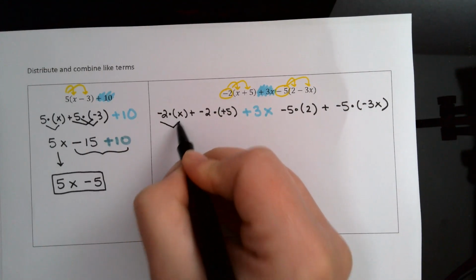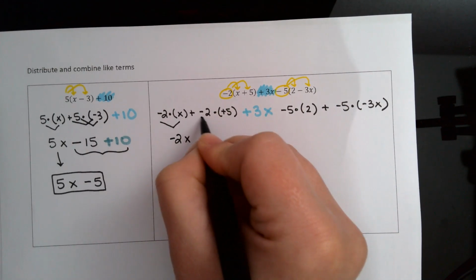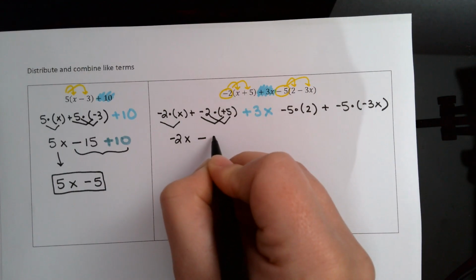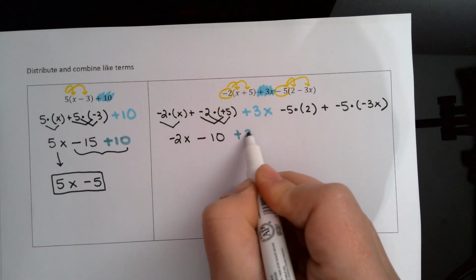So we're going to ask ourselves to multiply -2 and x. That's -2x. Negative, positive, these are different. 2 times 5 is 10. I still have my +3 that I'm just going to bring down.